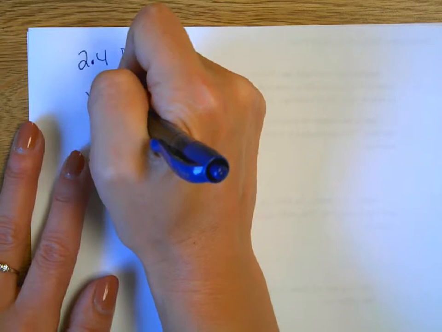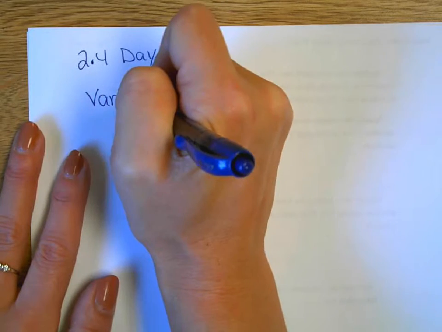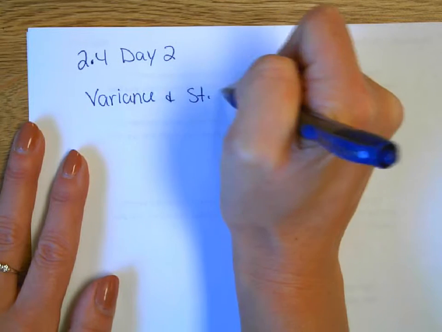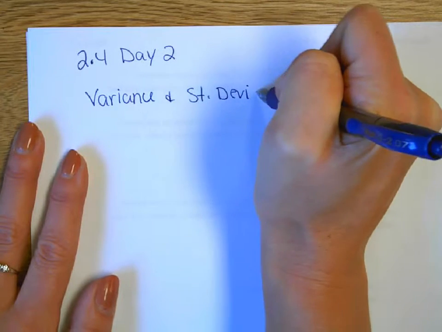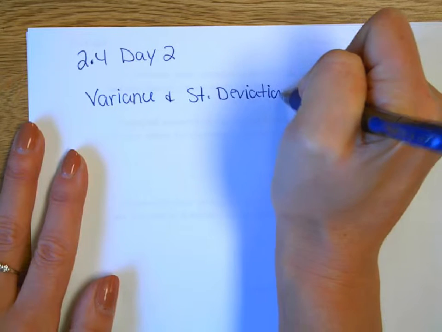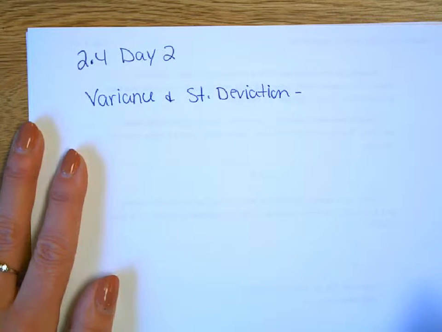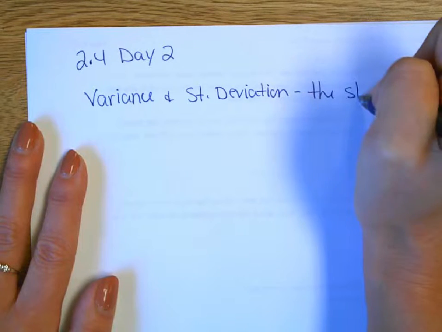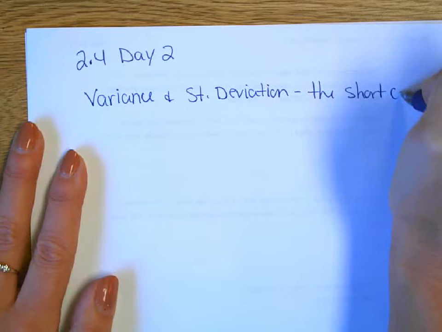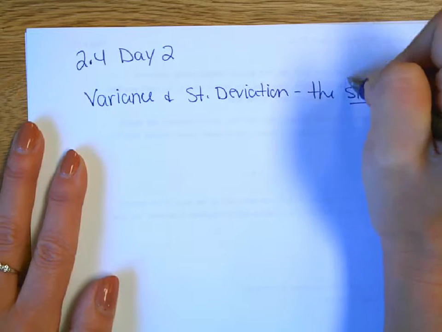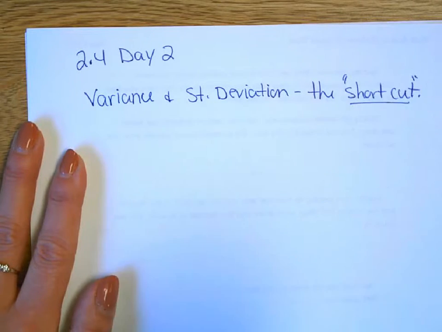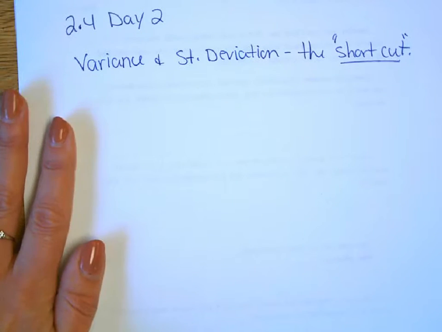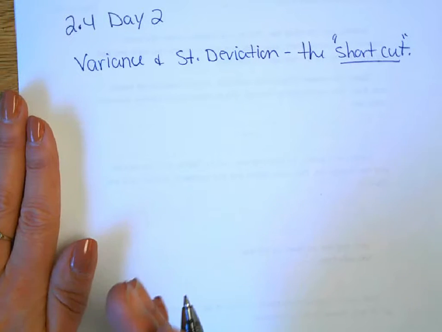Okay, we are going to do variance and standard deviation. Almost done. The shortcut way. The shortcut. You're going to love the shortcut. Okay? But do you still have to crank through that list thing one time for me? Yes. So, here we go.